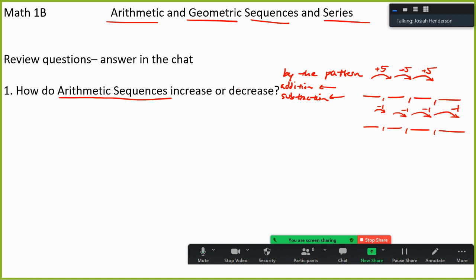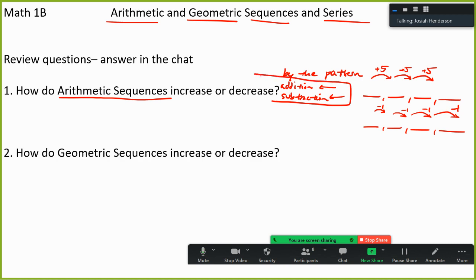So now, what do we know then if arithmetic goes with just addition or subtraction? Question 2 is, how do geometric sequences increase or decrease? Can they also go up and down by addition or subtraction? Or are they strictly another way? Is it addition and subtraction, or is it multiplication and division? Take a few moments, type in your best guess, your best idea of how to explain that in your own words.